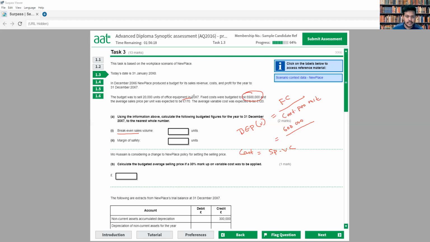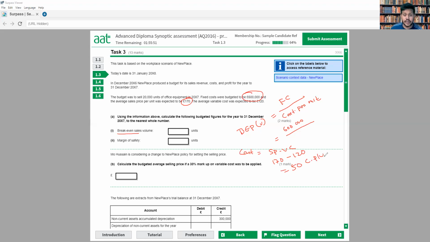So my selling price is 170 and the variable cost is 120. So how much is my variable contribution per unit here? So we have 170 minus 120, that's 50. 50 is the contribution per unit.